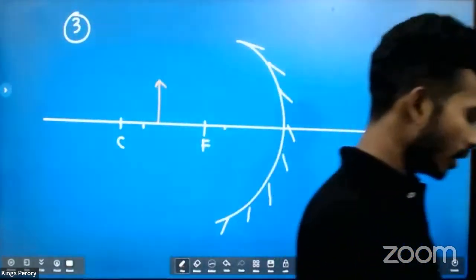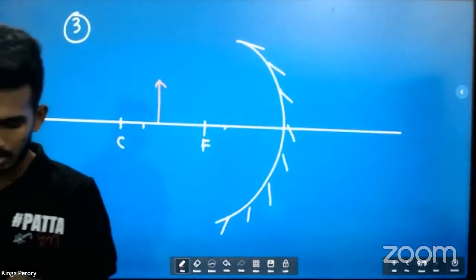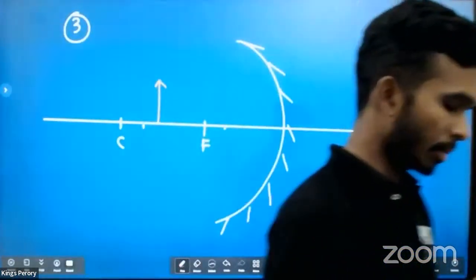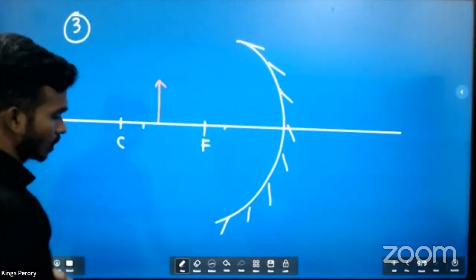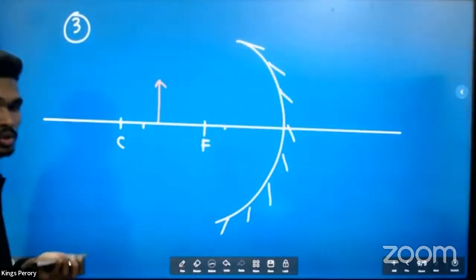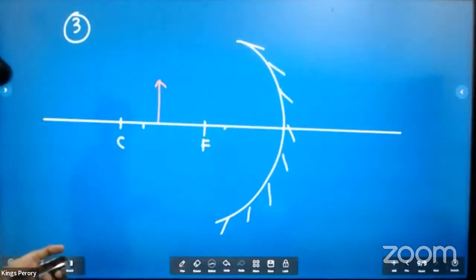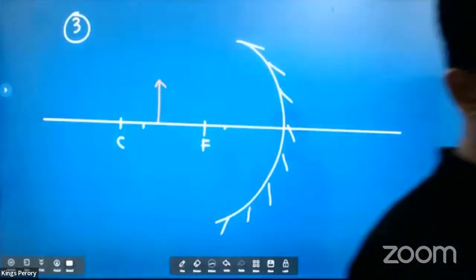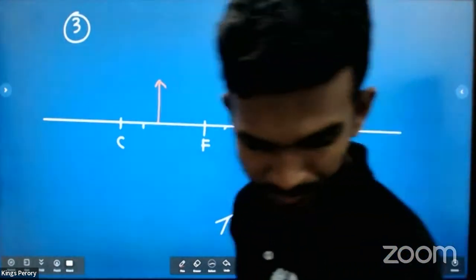You already know the properties of the images. Now try to do two rays. Always two rays. One ray parallel, reflect and go through focal. The other ray, try to send through the center of curvature. That's it.